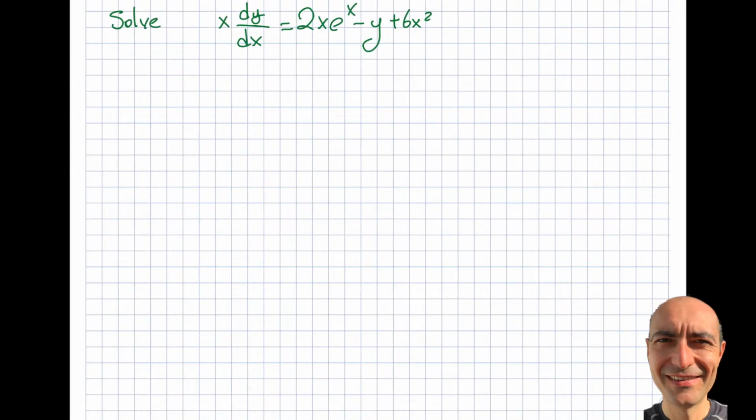Is this a separable equation? Let me take a look. That may need a minute from my side. So let me move the x over there. No, I have a negative y. If this was a multiplication of y, I would be able to do it. No, this is not a separable equation.